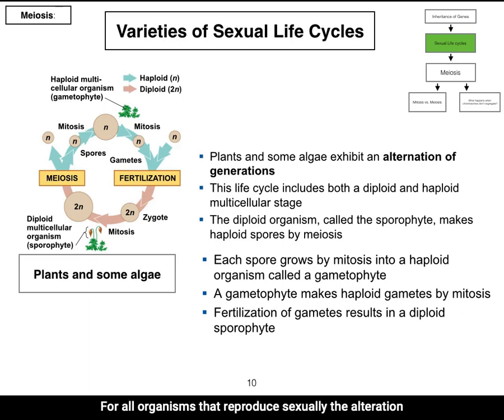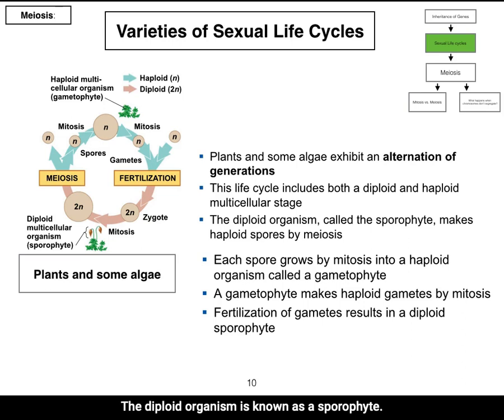For all organisms that reproduce sexually, the alteration of meiosis and fertilization is common. However, there are some differences in the timing of these events. The figure on the left shows the timeline for plants and some algae. Plants and a few algae have a life cycle that includes both a diploid and a haploid stage.